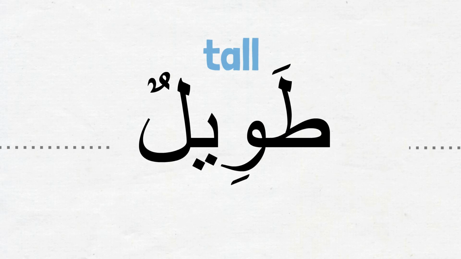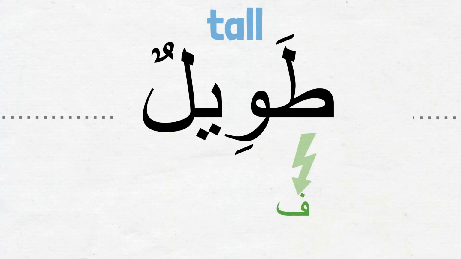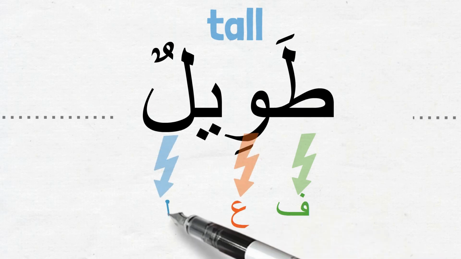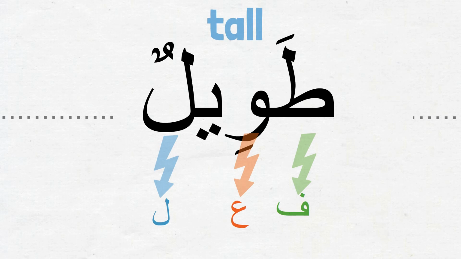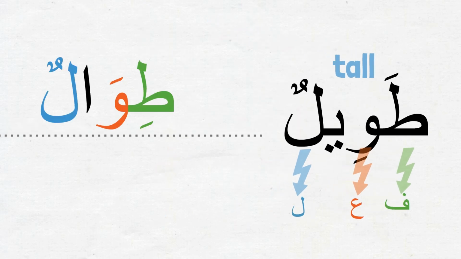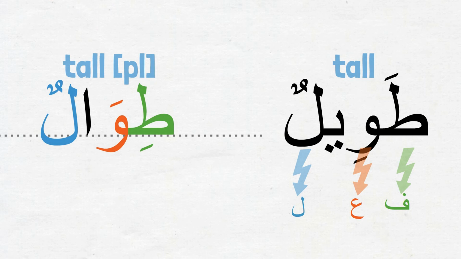Now we have tawilun, tall. The root letters or the radicals are ta, waw, and lam. This ism also has the same plural pattern fi'alun that we just saw. The plural of tawilun then is tiwalun.